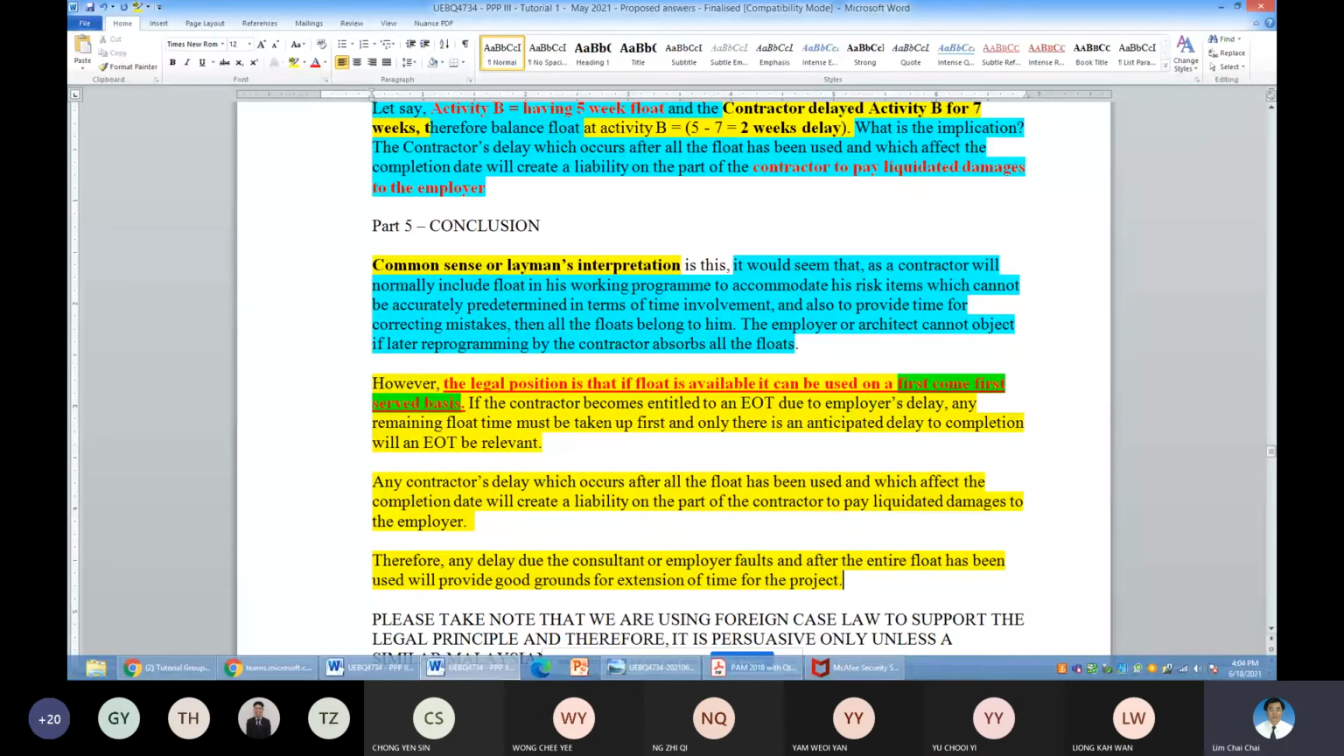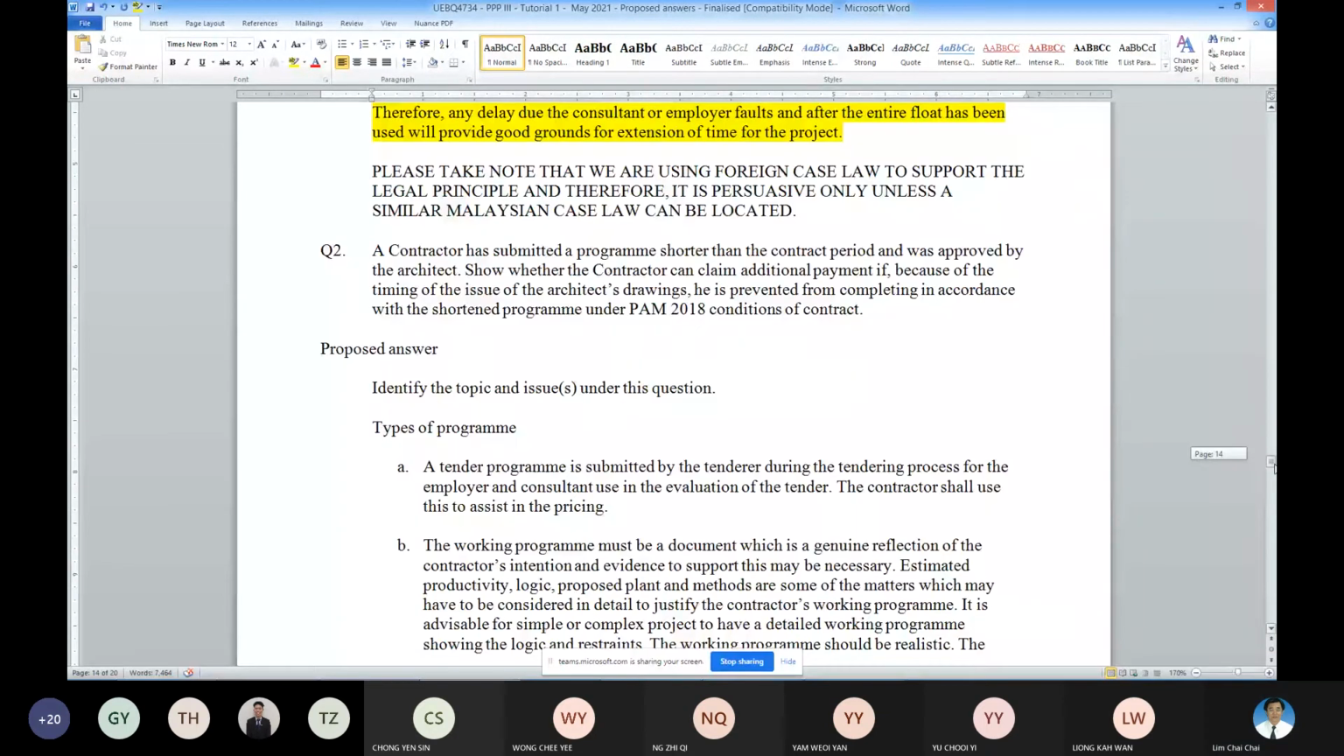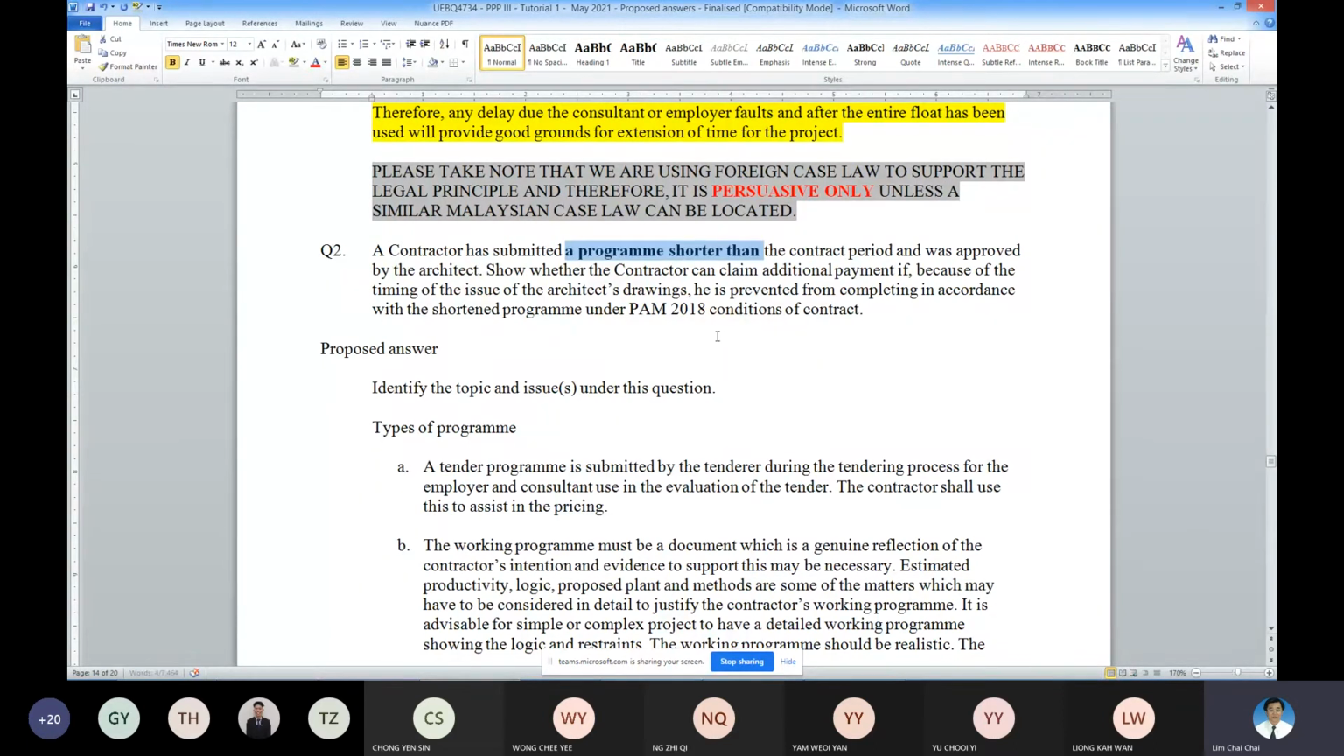As usual, since this is a foreign case law, it is persuasive. Now, this one is under the shorter program. So you can go to the text to look at the optimistic program and come up with the argument. I won't be doing this one, and let me jump to the next one.